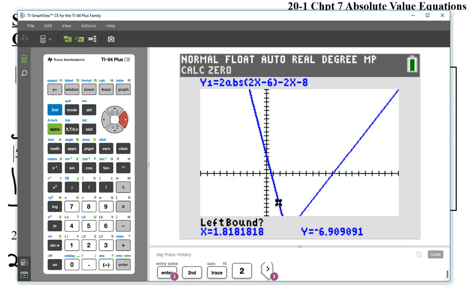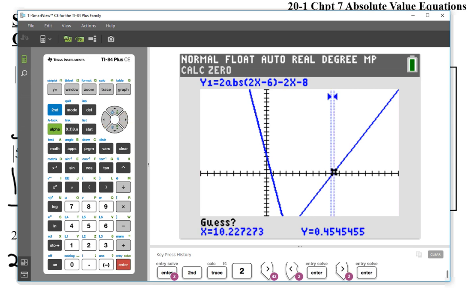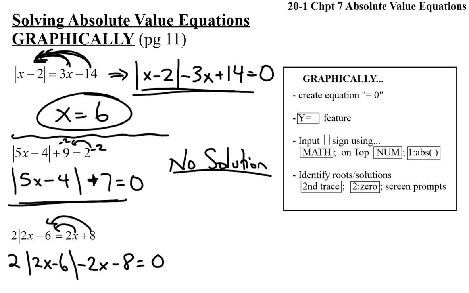We need to do second trace a second time. We want a zero because now we want the second solution. Scroll over so we're on the left side of the intercept, enter, get to the right side of it, enter, yes, please guess it, and we get an x root value solution of 10. So in this case, we get x equal to 2/3 and positive 10. Graphing solutions is a nice way to be able to check if you choose.